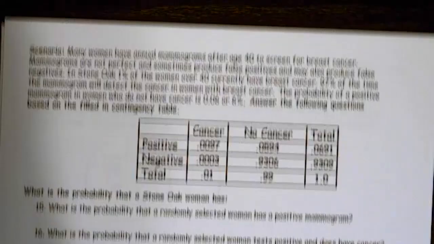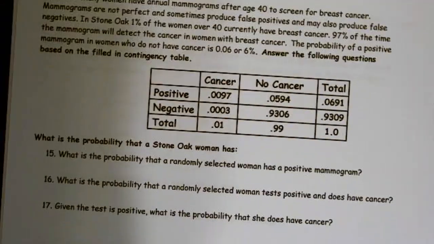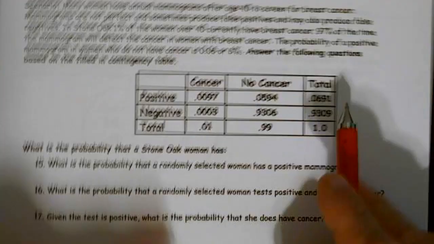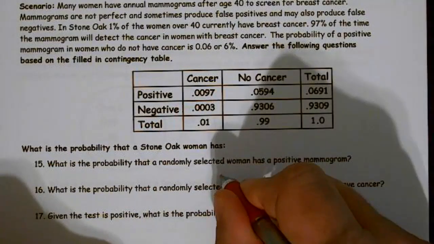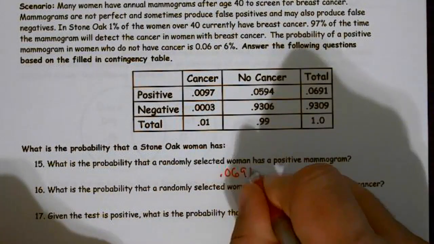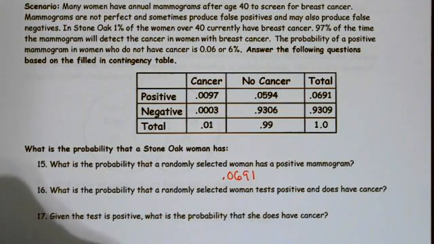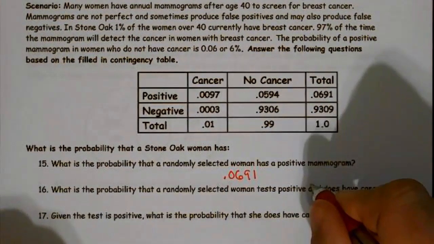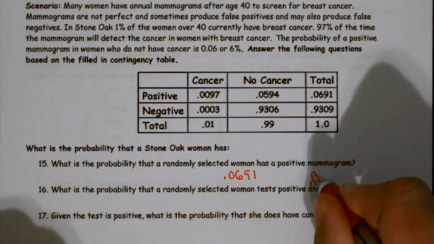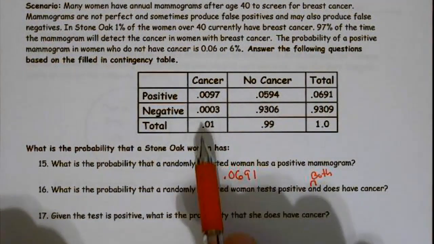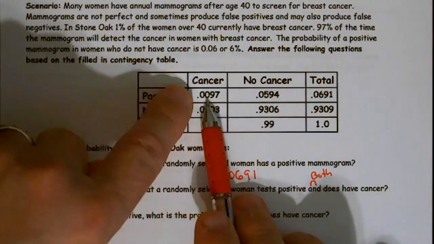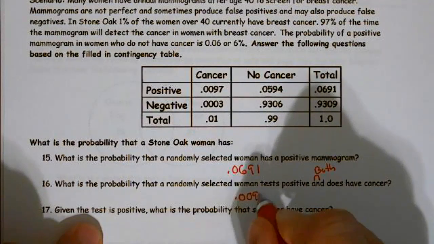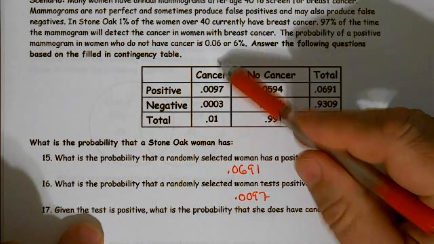All right, the next one. What is the probability that a randomly selected woman has a positive mammogram? Well, it's 0.0691. Actually, 0.0691 over 1, but just 0.0691 because that's the probability of positive. What's the probability a randomly selected woman tests positive and does have cancer? Remember, and is the intersection symbol. It also means the probability of both. All right. So positive and cancer, that's right there. So that's 0.0097 because positive and cancer intersect right there.